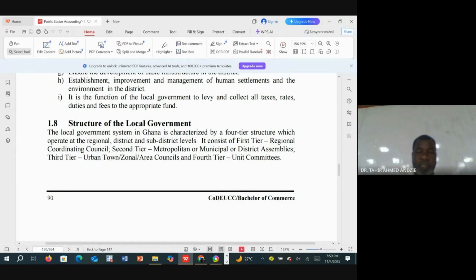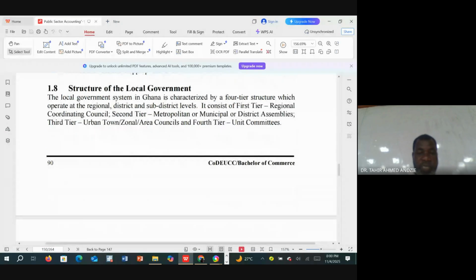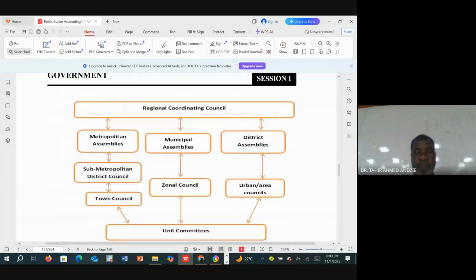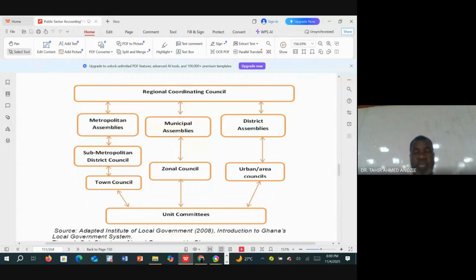That one is one layer. And then we have the town, urban, or zonal councils. And then we have the unit committee. So the structure on the table here, look at it carefully. You can be asked to describe this assembly structure in Ghana in a form of table or chart. So you should be able to use the chart to illustrate.